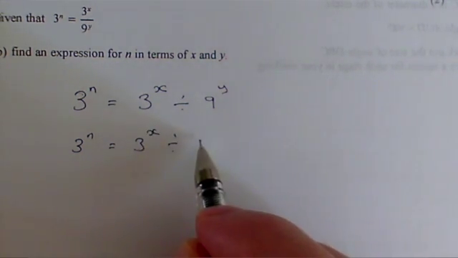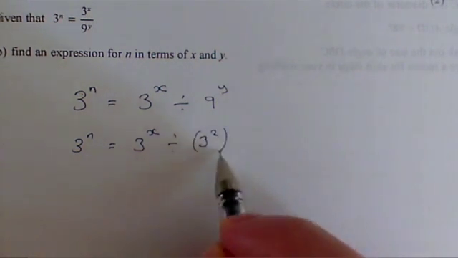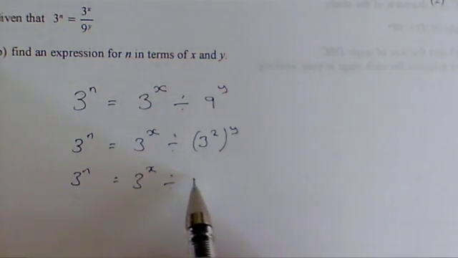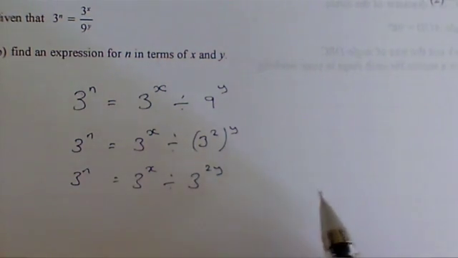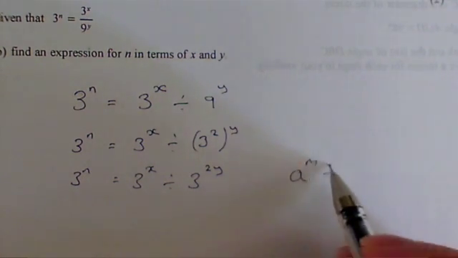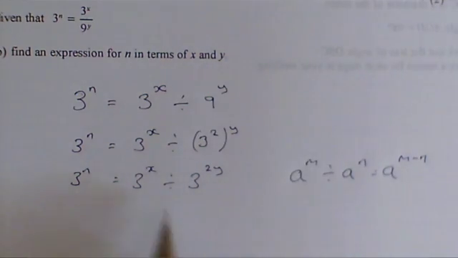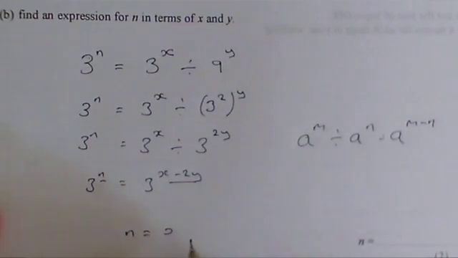Luckily for us, we know that 9 is the same as 3 squared. And now I'm feeling a lot better because now everyone's got a base of 3. So we're getting closer to a solution. Now, of course, 2 times y is 2y. And now, because everyone's got the same base, I can use this second law of indices, which says m take away n. So let's look at those powers. n is going to be the same as x take away 2y, and therefore n is equal to x minus 2y, and that's what I need to write down in the answer.